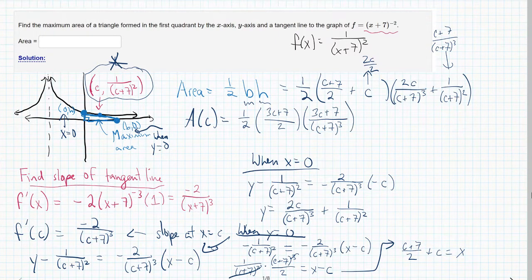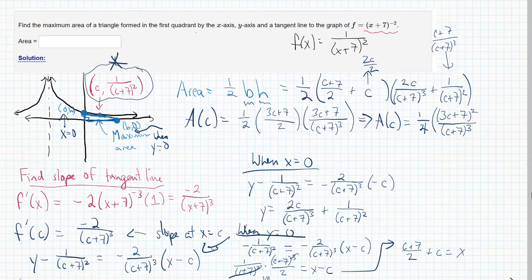Okay, so this means that our A of c can be simplified a little bit. So A of c equals, what do we have? 1/2, and it looks like we have, oh no, 1/4 actually, 1/4, and then it'd be (3c plus 7) squared all over (c plus 7) cubed. Now one little comment here.